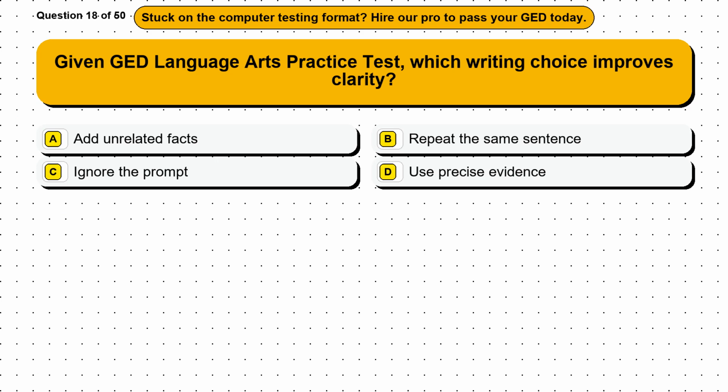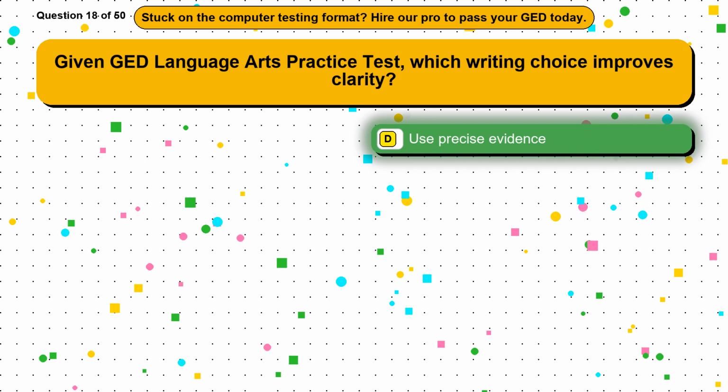Question 18. Given GED language arts practice test, which writing choice improves clarity? Option A, add unrelated facts. Option B, repeat the same sentence. Option C, ignore the prompt. Option D, use precise evidence. The correct answer is option D.